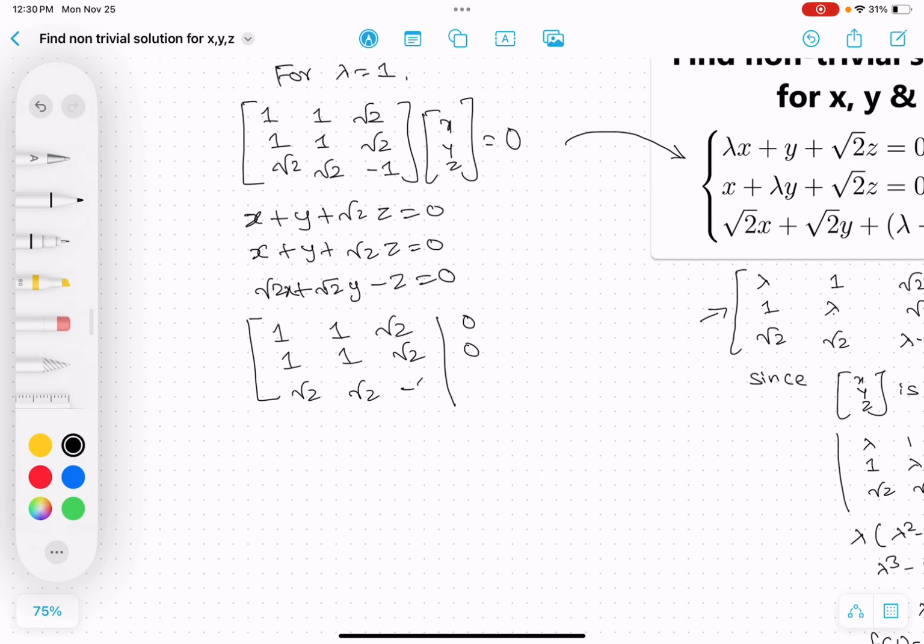Root 2 minus 1, 0. So we'll try to reduce this to the reduced row echelon form, because once we reduce it, it will be easy to see the solutions, right? For the reduced row echelon form, we want the leading elements to be 1, and in the column where there is a 1, we want to make the rest of them 0. So that's the idea of reduced row echelon form.